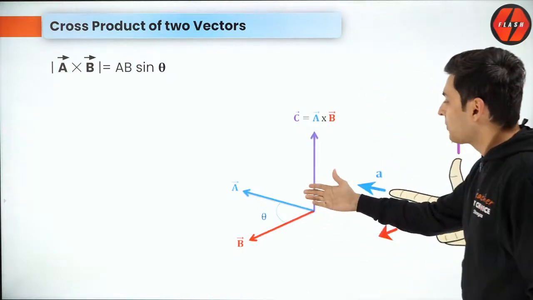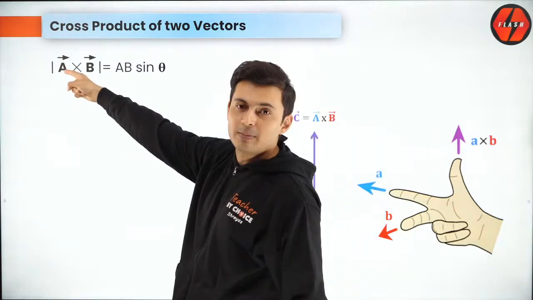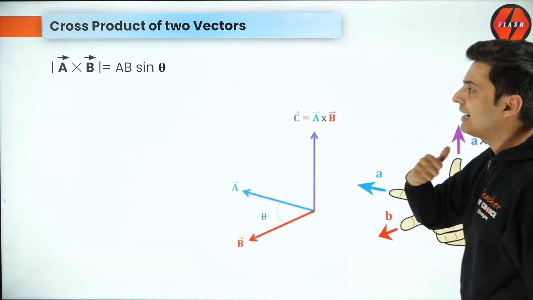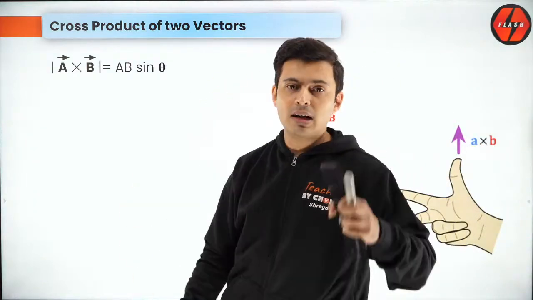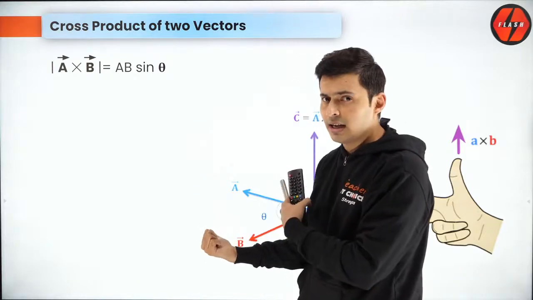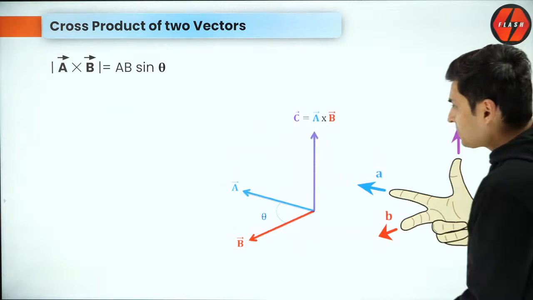Very good. So when you do this, this thumb will give you the direction of A cross B. This thumb will give you the direction of A cross B. Very simple. That's called the right hand rule. So you need to have your right hands in the exam. If you do not have right hands in the exam, then most likely you will not get the answer to this question. Okay? Let's get going.